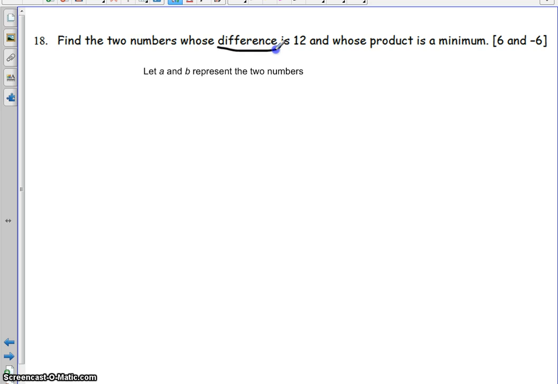So difference in math means subtraction. So whatever your two numbers are, we'll let A be the larger one. If you subtract them, A minus B, that should be equal to 12. So that's going to be useful information that we're going to use at some point.